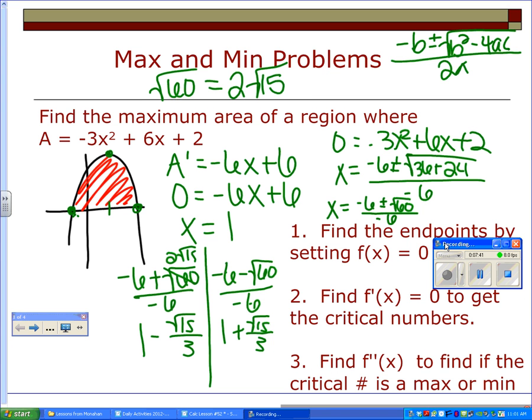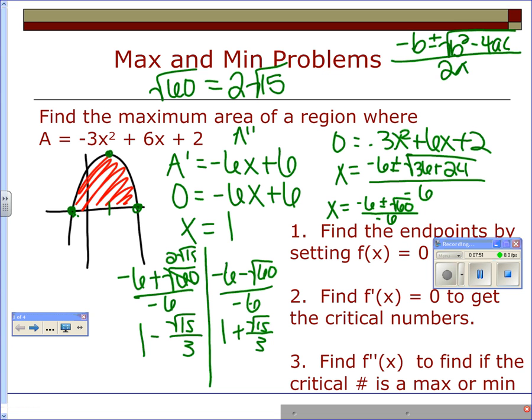From that step, you do the second derivative, and it'll tell you if the critical number, the 1, is a max or min. Okay, the second derivative is negative 6. Since it's negative, it is a maximum. It's the opposite of what you think. Since the second derivative is negative, that means that critical number 1 is a maximum.